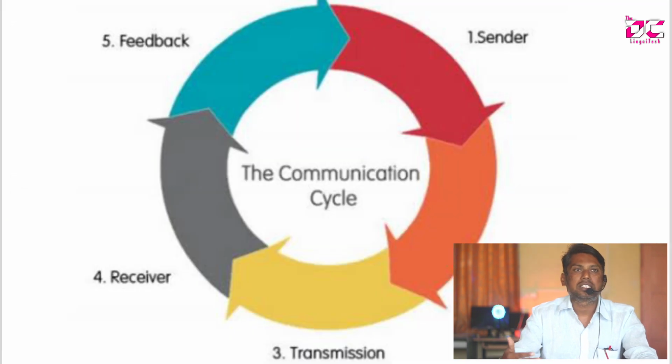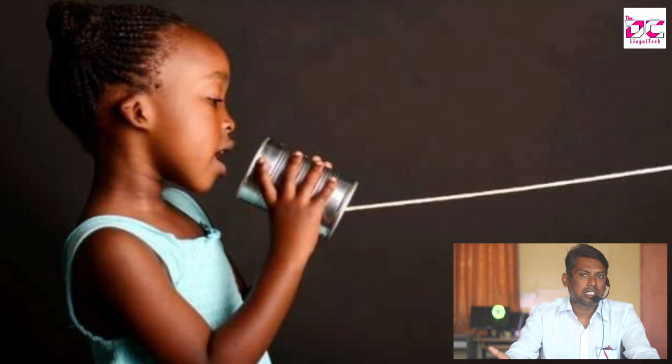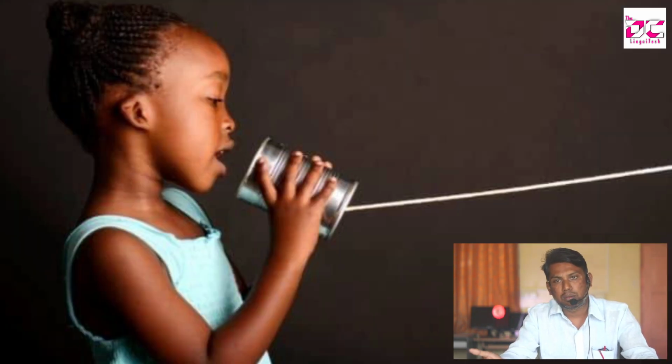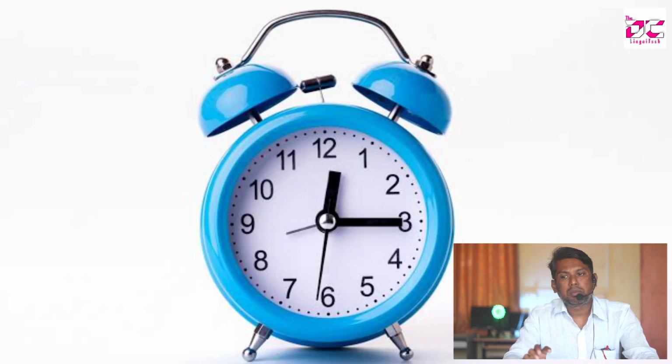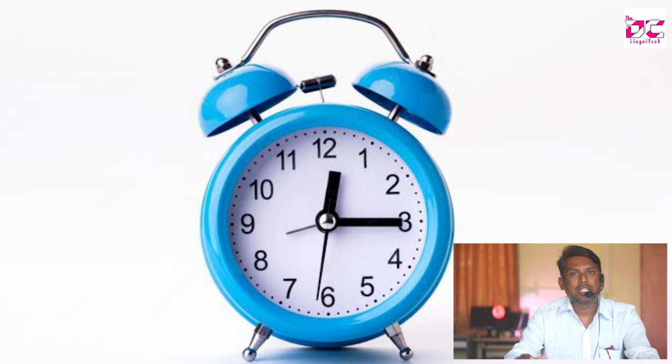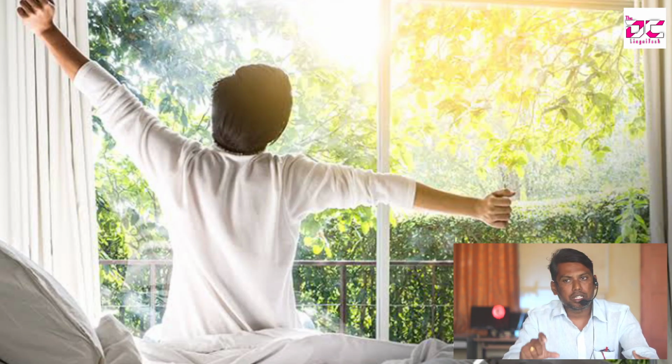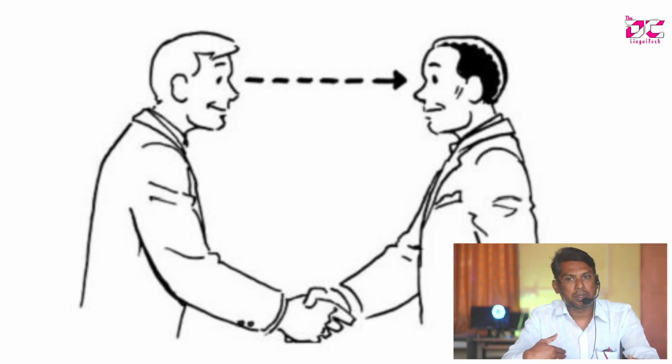So let's see the communication cycle, how it begins and where it starts. Communication begins with the sender. Sender is a person who begins the communication. It can be a human being, it can be a machine. For example, in the morning, the alarm starts at 5, 5:30, 6, depending on the time, and you get up. There is communication between your mobile and you. There can be communication between human to human. For example, I speak, you understand, is a human communication.